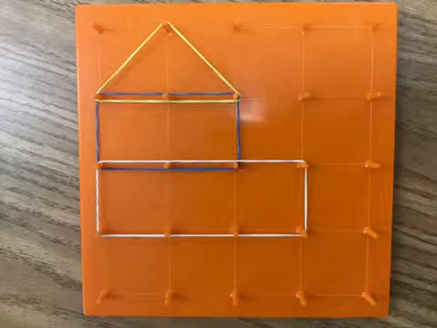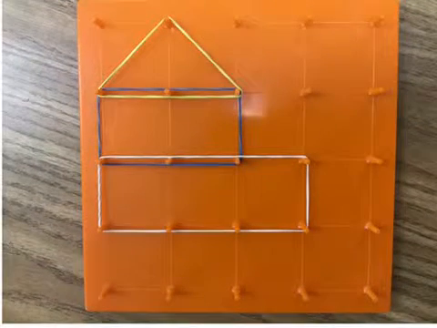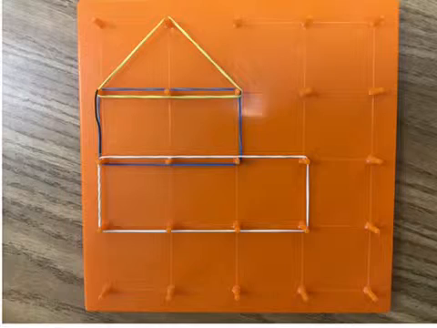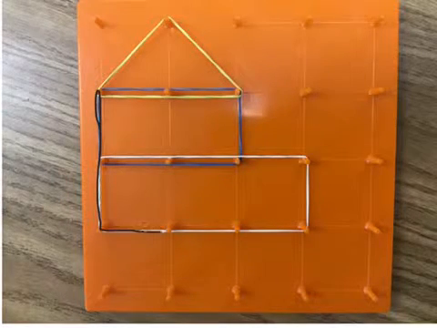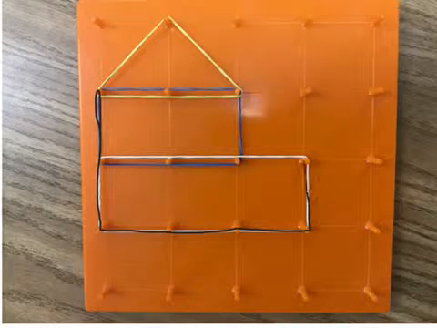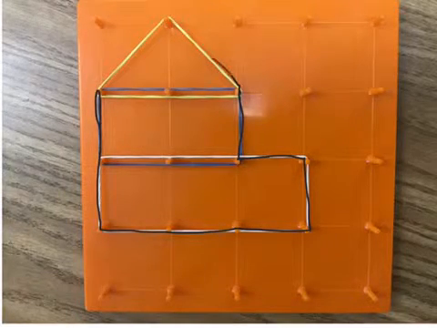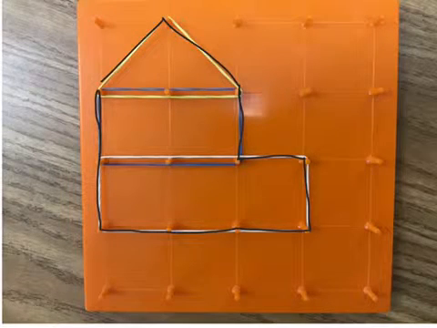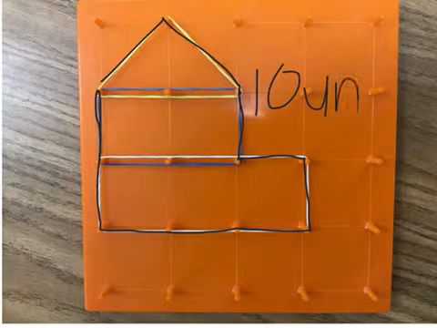So the perimeter is the space around. So I know that this equals 1 unit. So I can literally just count up 1, 2, 3, 4, 5, 6, 7, 8, 9, 10. So my perimeter should be 10 units long.